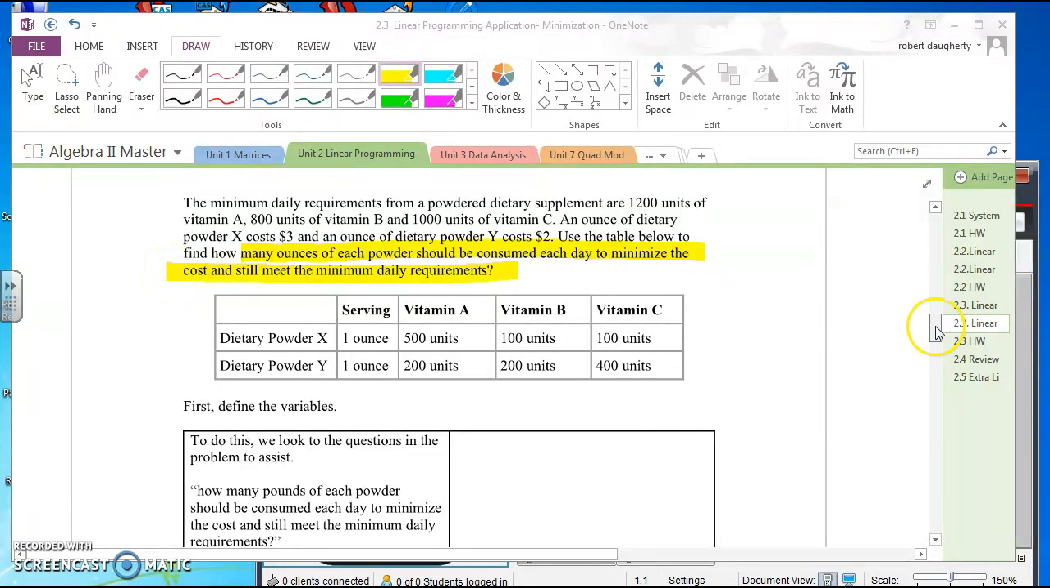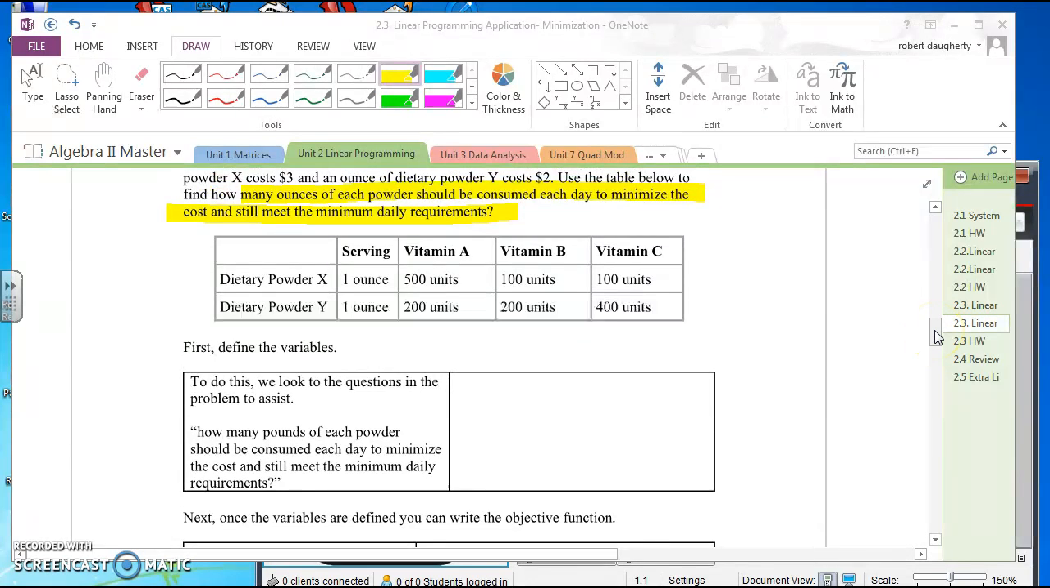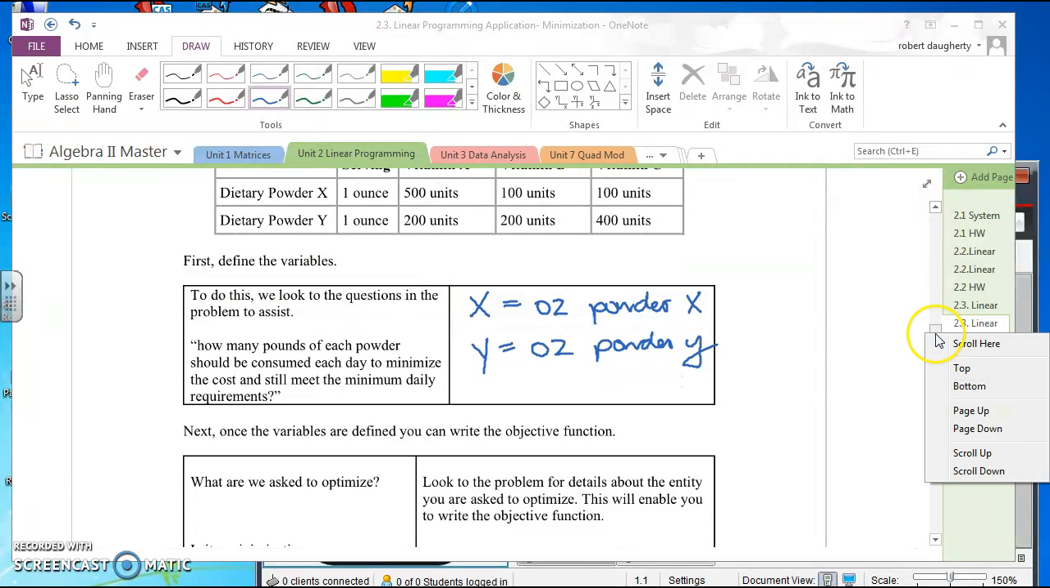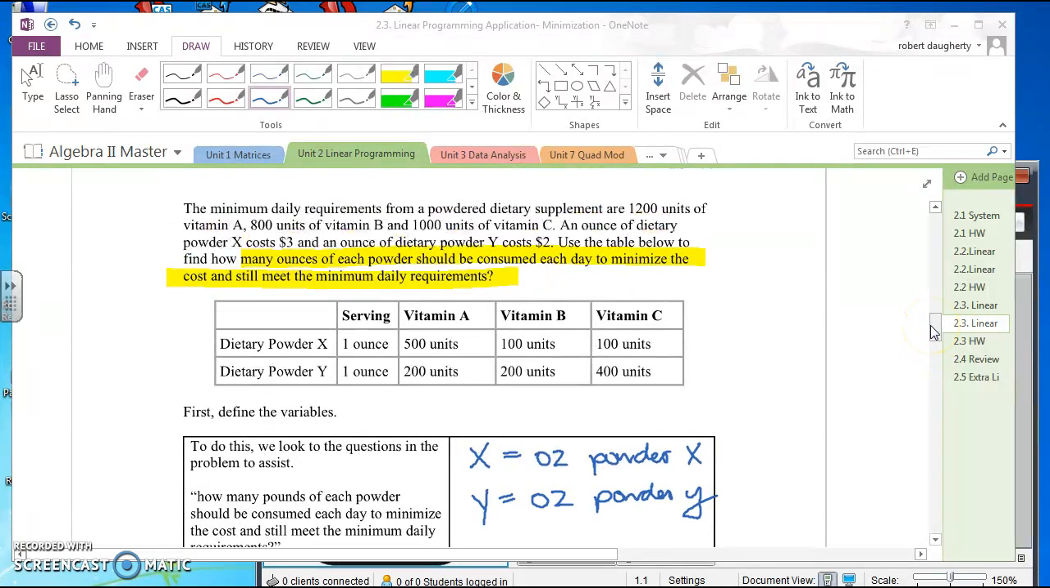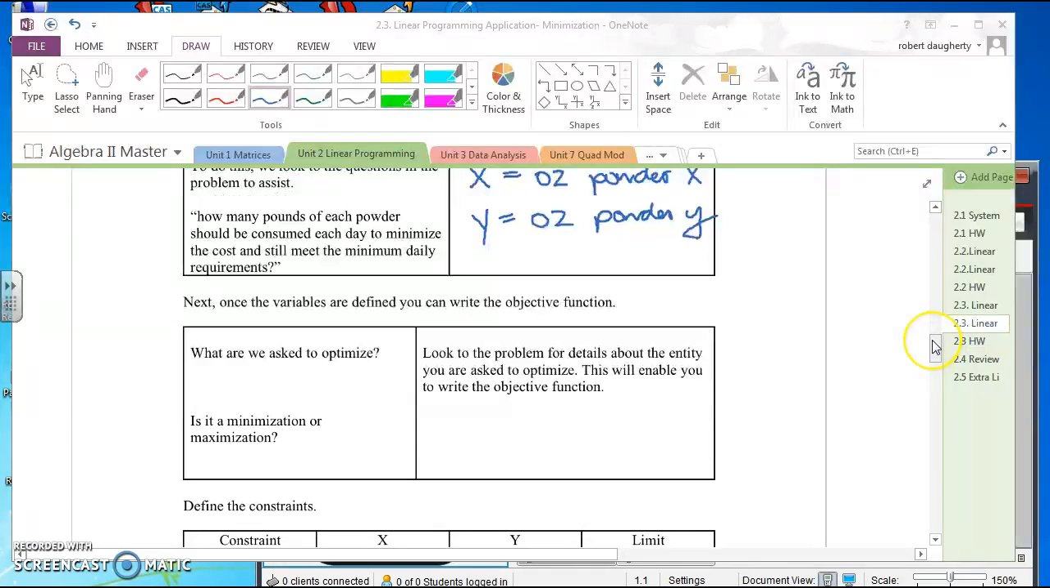So when I look at that question, that indicates to me the variables are the powder X and the powder Y. So I'm just going to use X equal the amount of ounces of powder X, and Y is going to be equal to the ounces of powder Y. And then I see several constraints around vitamin A, vitamin C. Then it looks at, okay, what am I asked to optimize? So I'm looking for minimizing cost. Okay, so what I'm looking for is the cost, and I'm being asked to minimize that cost.